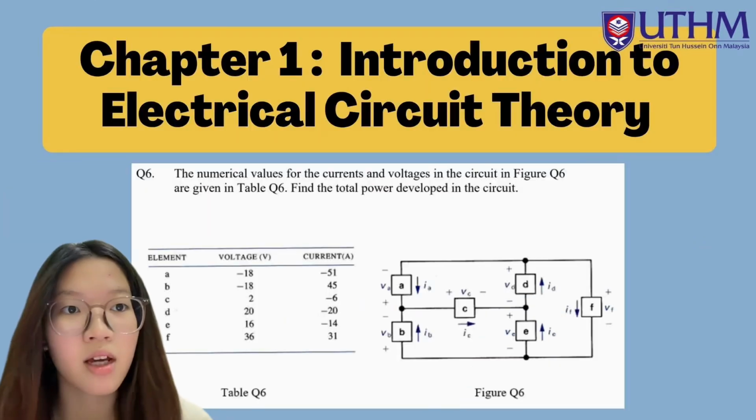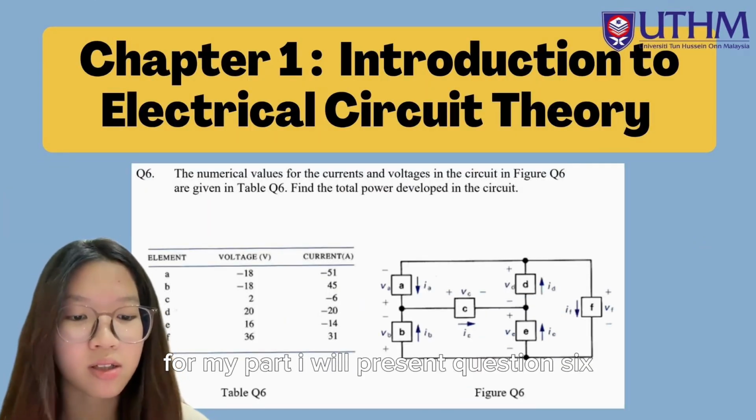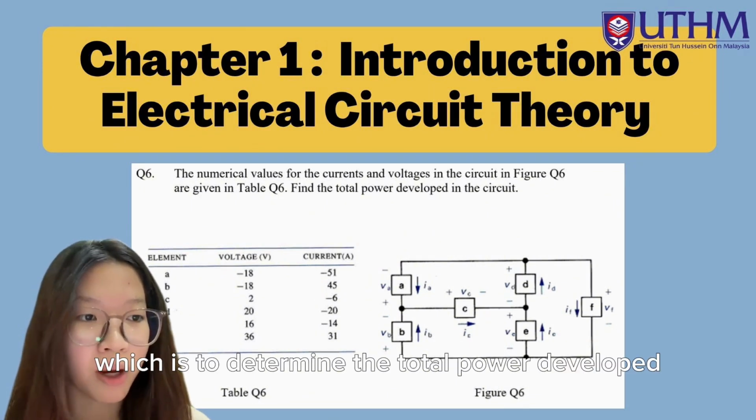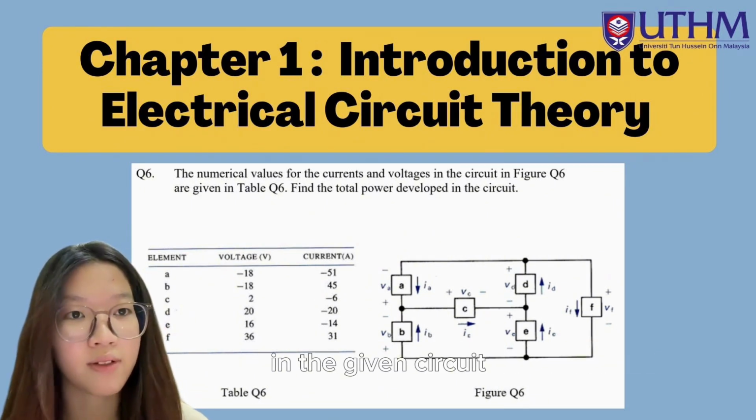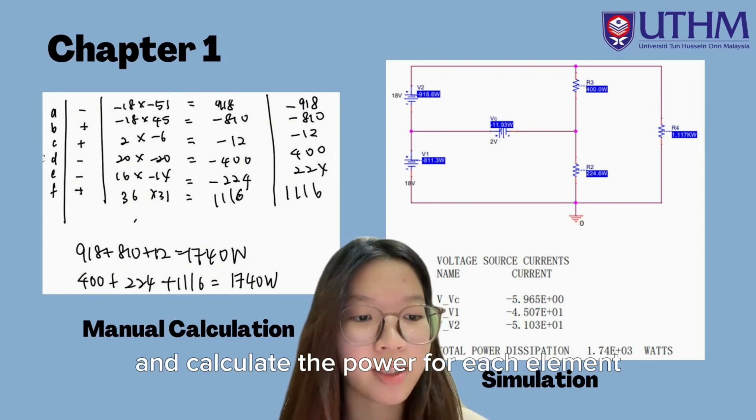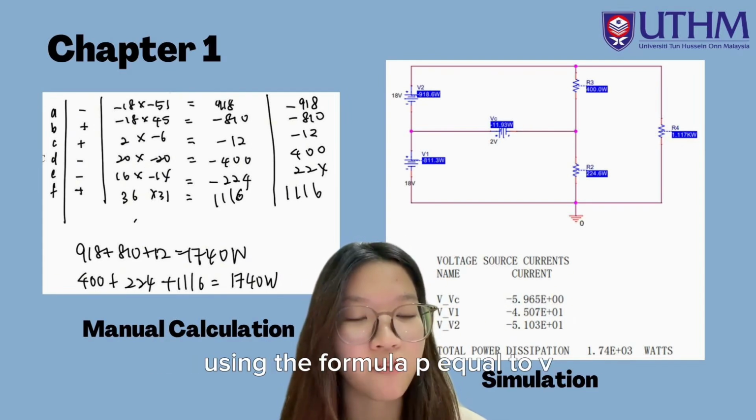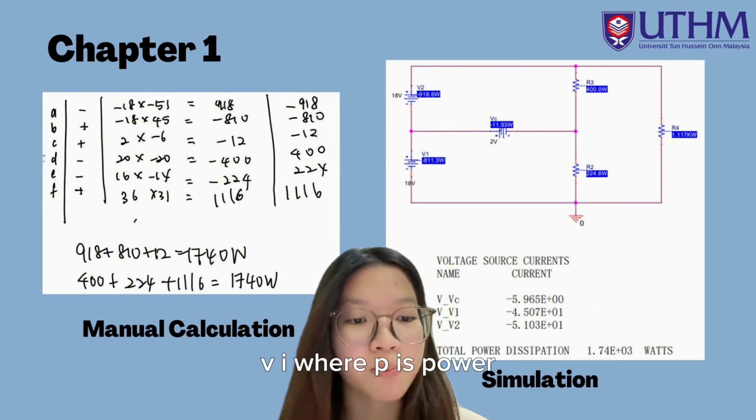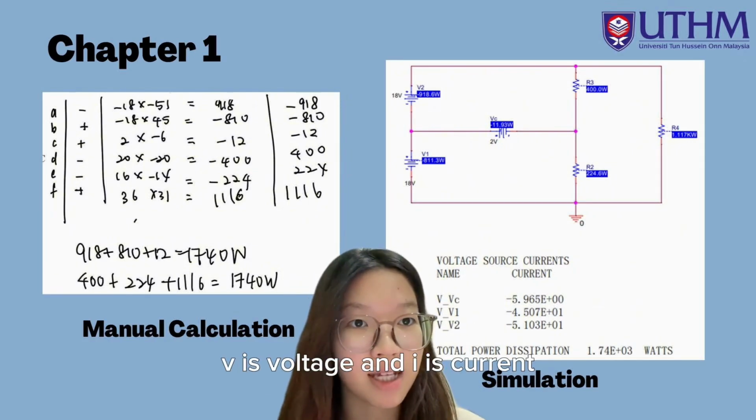AA250876. For my part, I will present question 6, which is in chapter 1, which is to determine the total power developed in the given circuit. First, we analyze the circuit and calculate the power for each element using the formula P equal to VI, where P is power, V is voltage, and I is current.